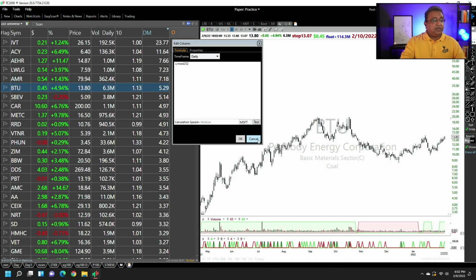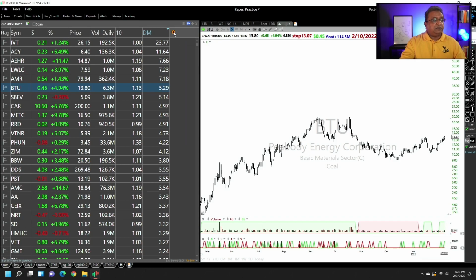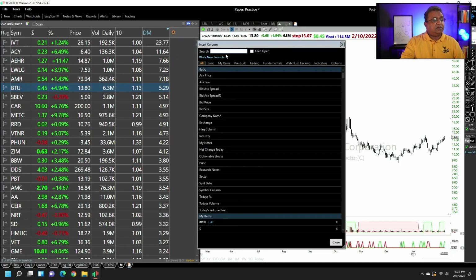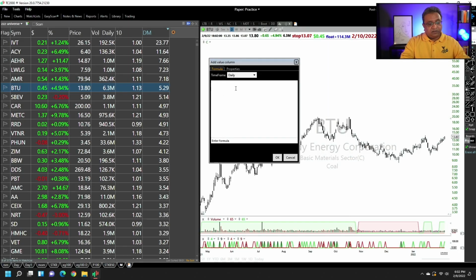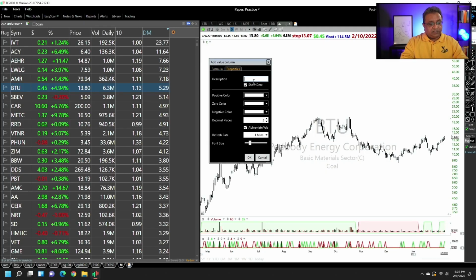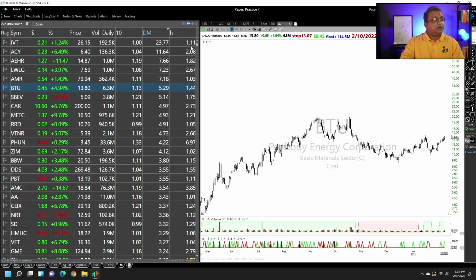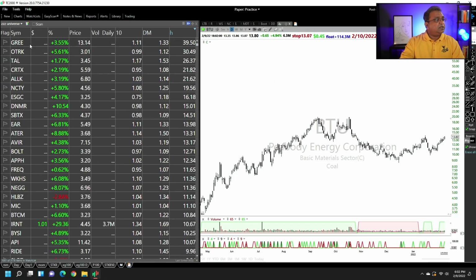Similarly, you can create a reverse of this, where you anchor the momentum to the high. If you're looking for stocks which have gone down a lot from their 52-week high, you can write max high 252 divided by C, and you can call this H for lack of a better word.